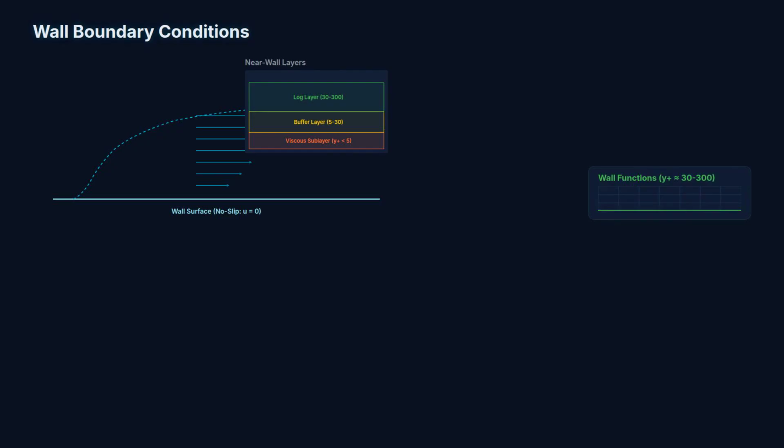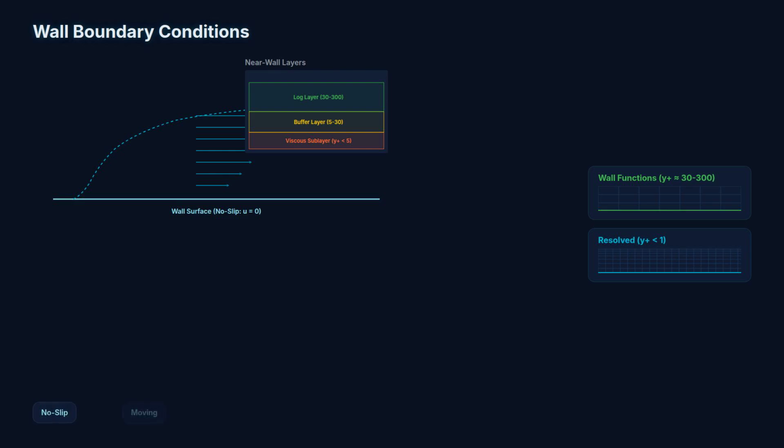Using wall functions, first cell needs y plus between 30 and 300. Resolving the boundary layer directly, y plus must be below 1. Get this wrong, and wall shear stress, drag, heat transfer, and separation predictions are all unreliable.